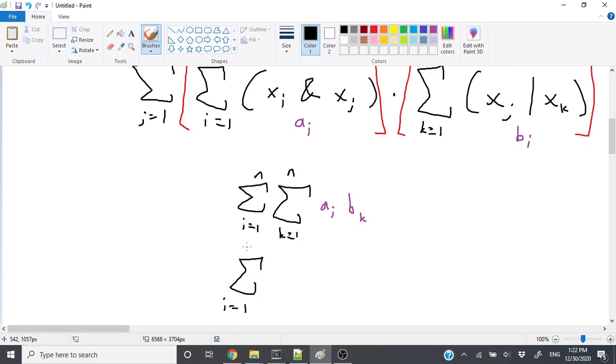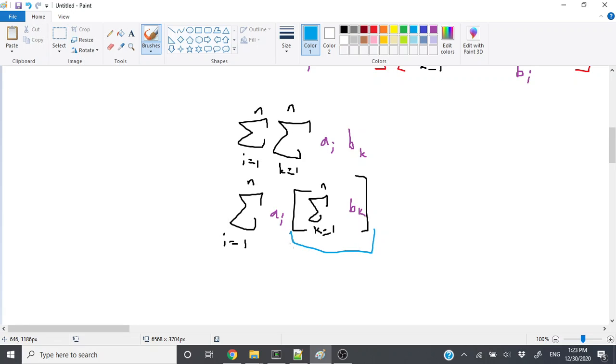Sum over i equals 1 to n of a_i times the sum from k equals 1 to n of b_k. The idea is now this is basically a constant relative to i, so even though this is still within the sum, because this is also a constant, we can move this entire thing out to here. And that's how we're able to separate these.